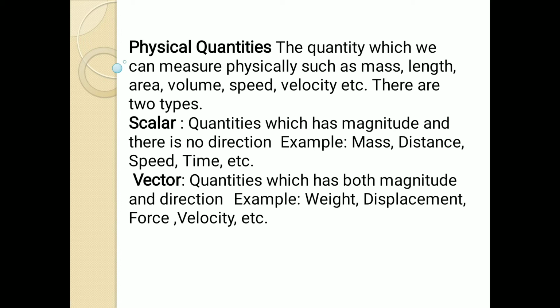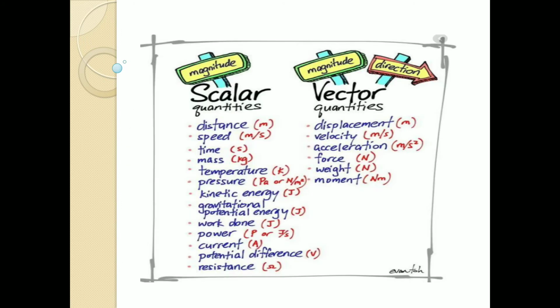Next is vector quantity. The quantity which has both magnitude and direction. While measuring this quantity, we need direction as well as magnitude. For example, weight, displacement, force, velocity. These are examples of vector quantities because while measuring them, we have to consider magnitude as well as direction.